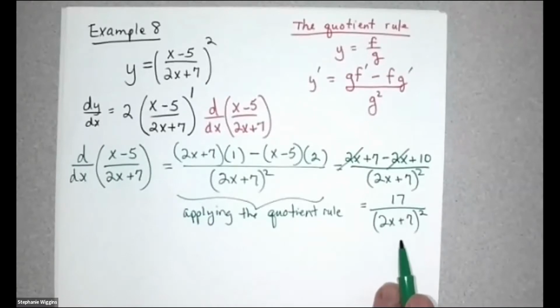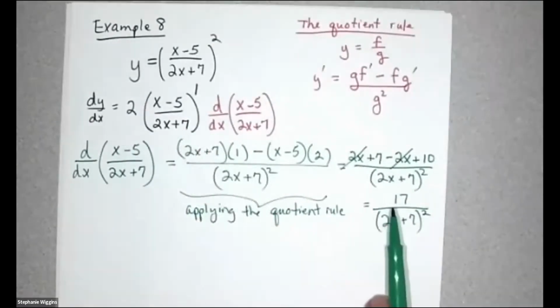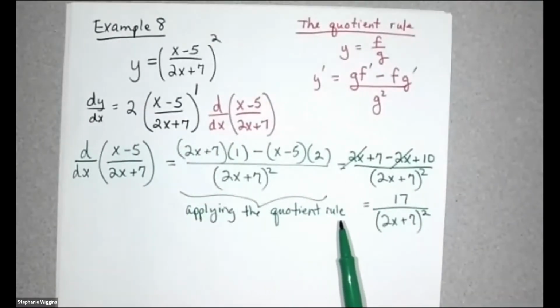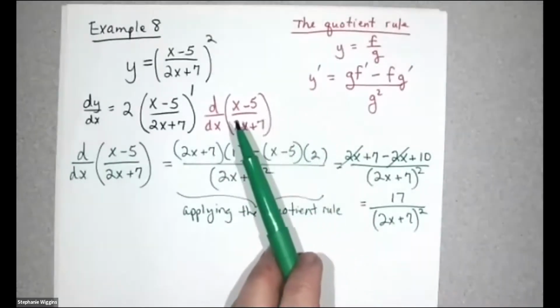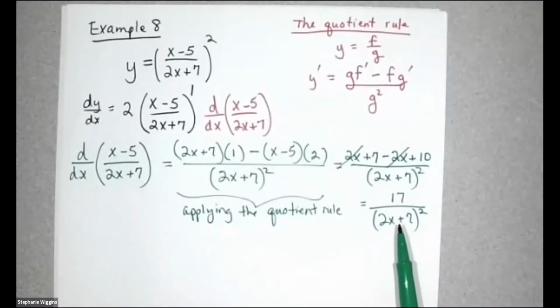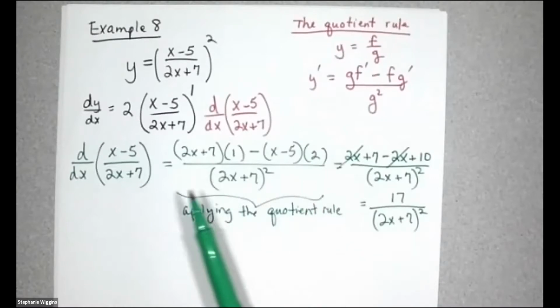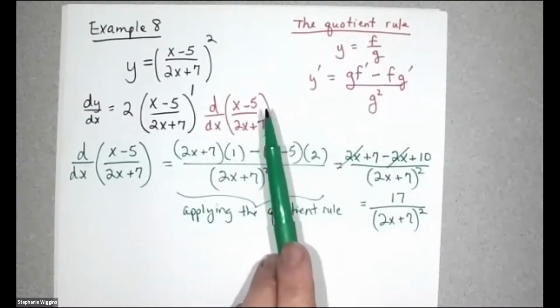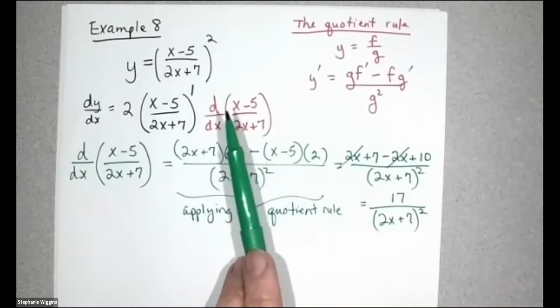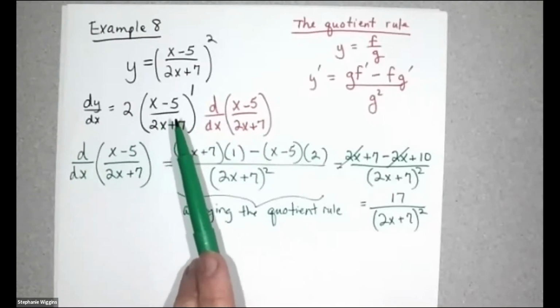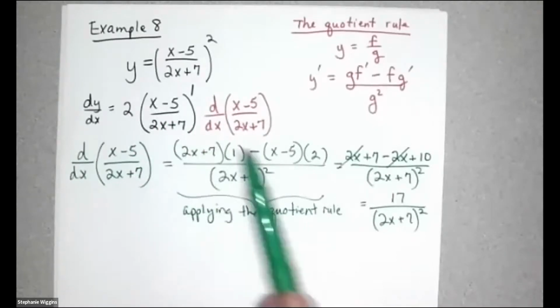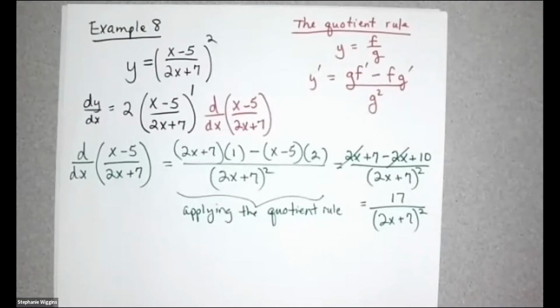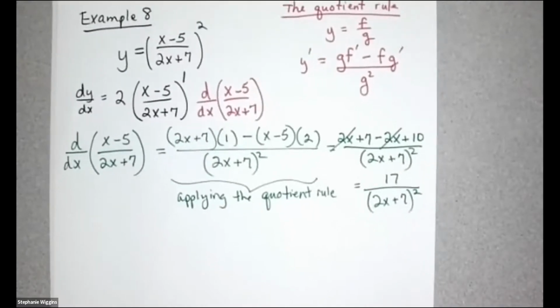This is the derivative of the inside function, applying the quotient rule. So I'm going to replace this piece with my answer there. Okay, see, I'm just calculating the derivative right here. So I'm going to have 2 times x minus 5 over 2x plus 7 times this right here. Okay, so moving on.